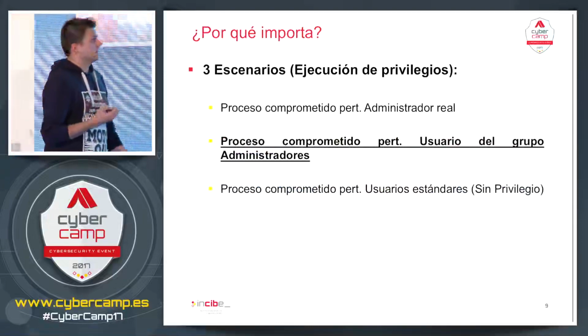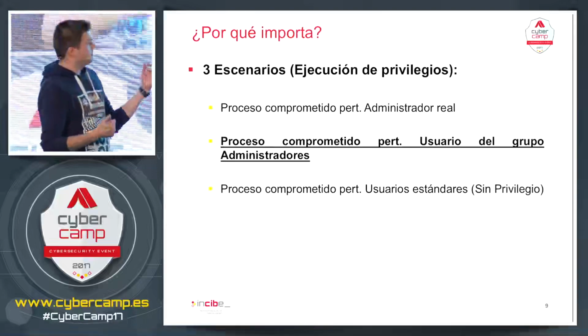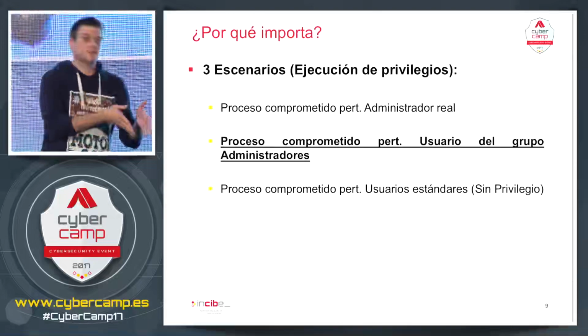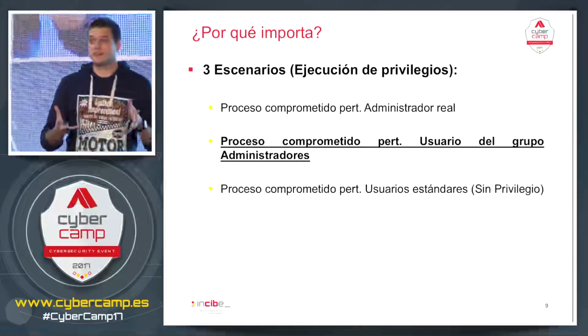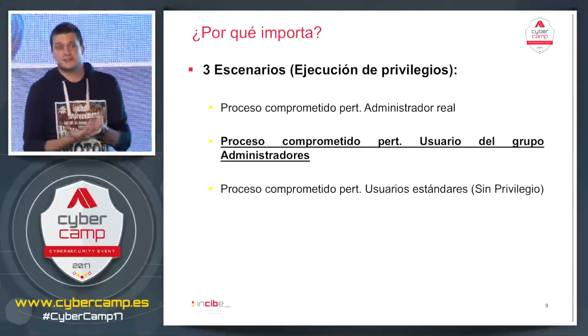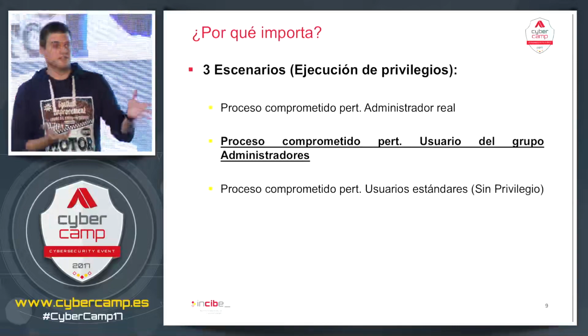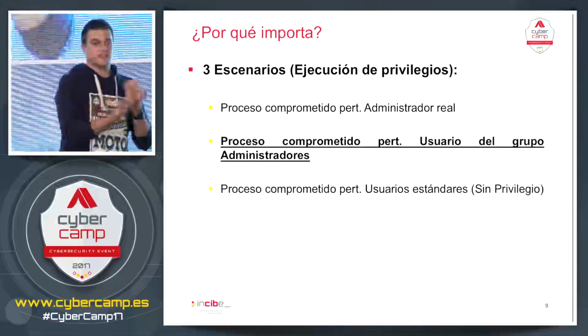So, scenarios for privilege elevation. In a pen test, we access a Windows machine, and the compromised process belongs to the actual administrator. And here we have the maximum rights. We can impersonate SYSTEM or whatever. We can do anything in the system.